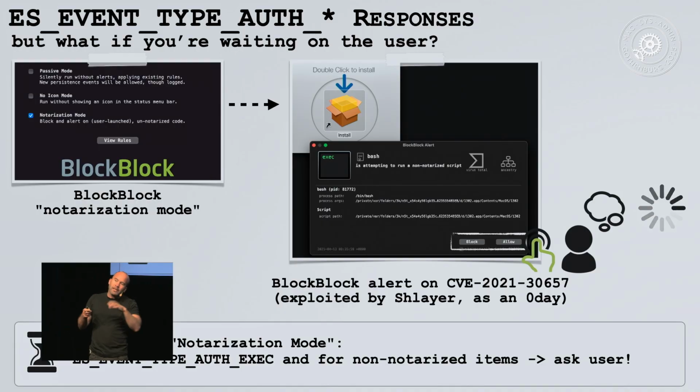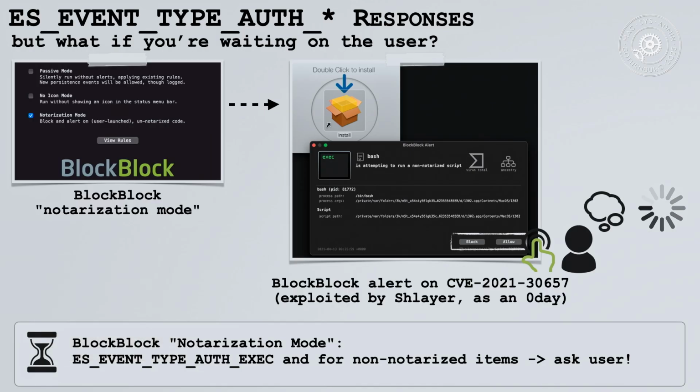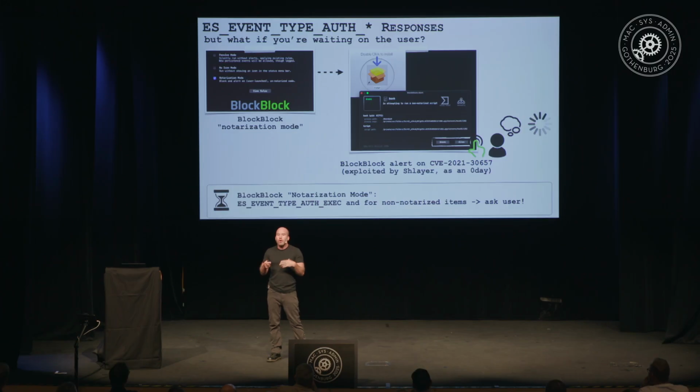And you're like, okay, cool, I'll just respond quickly enough, right? I'll maybe not do some crazy cloud analysis. I'll be sure to respond quickly. But what happens if you're waiting for the user? So back to BlockBlock's case, remember it's notarization mode. If it detects a script or binary that is not notarized, it actually asks the user. It says, hey, just to let you know, do you want to allow this or not?